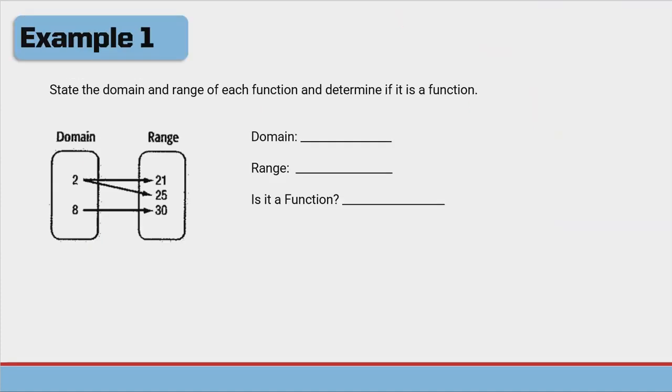So here, looking at example 1, we are asked to list the domain. So our domain here would be 2 and 8, right? Because we have 2, they're listed for us right here, right? 2 and 8. Okay, my range then is 21, 25, and 30. And then we are asked the question, is it a function?